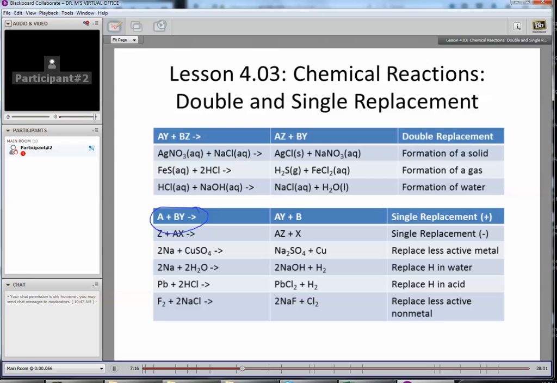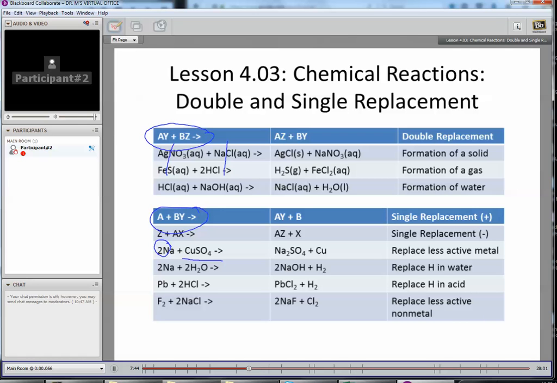For instance, I've got one metal here sitting all by its lonesome and a binary compound here. That's how we can easily identify a single replacement reaction, versus a double replacement reaction, which is up here, where you notice that both of our compounds are binary. So we've got two that are split up here. The biggest thing with double replacement is, I know they look complicated, but remember, it's the metals that are doing all of the work here.